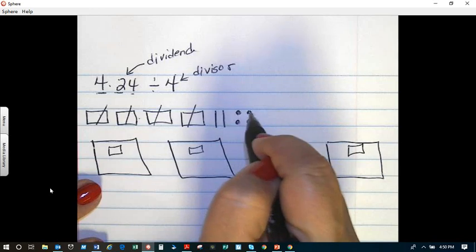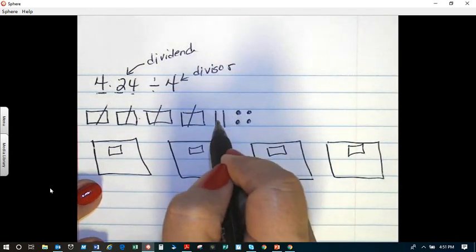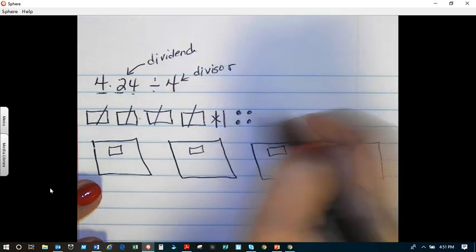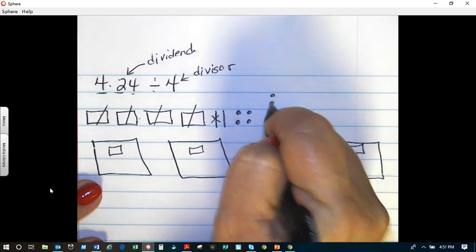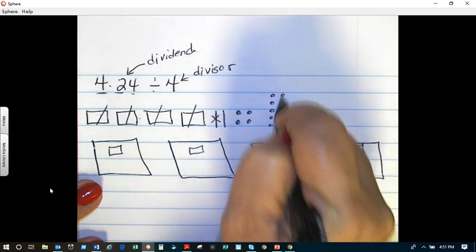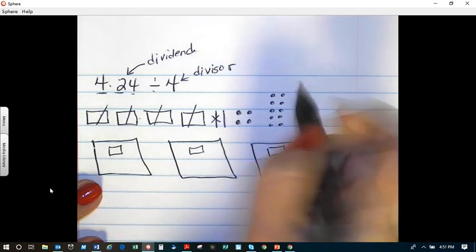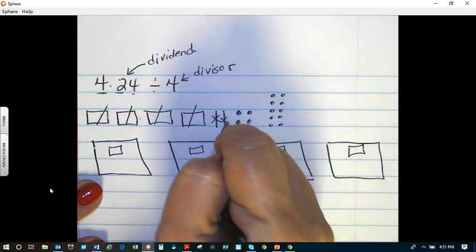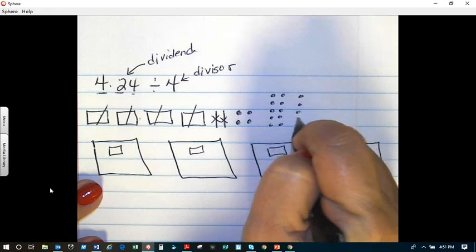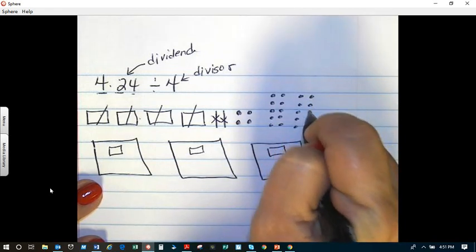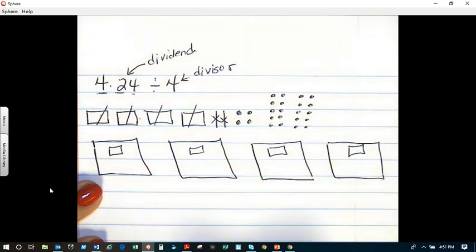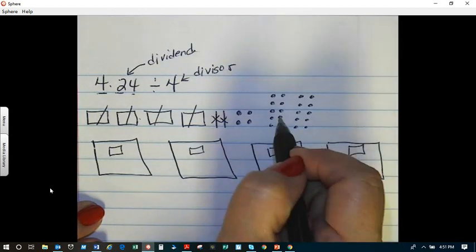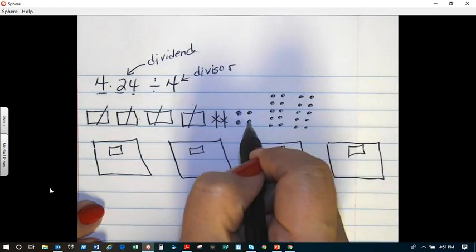Now, what could I do here? I only have 2. Well, it's not going to work there. So I need to cash that in, and this is going to be 1, 2, 3, 4, 5, 6, 7, 8, 9, 10. So I'm cashing in 1 of the tenths for 10 hundredths. And I'm going to cash that one in, 1, 2, 3, 4, 5, 6, 7, 8, 9, 10. Okay? So how many hundredths do I have all together? So this is 10, 20, 21, 22, 23, 24 hundredths.